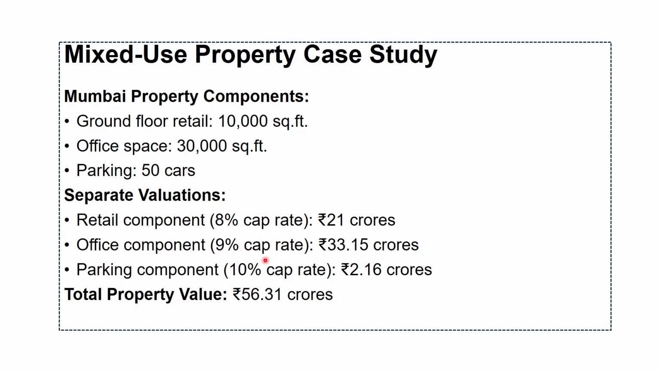Parking uses a 10% cap rate, the highest of the three components. While parking income is often stable, it is also the most vulnerable to changes in transportation patterns, office occupancy, and alternative parking supply. The component values are 21 crores for retail, 33.15 crores for office and 2.16 crores for parking, totaling 56.31 crores. So, this demonstrates how component analysis can reveal value that might be missed by treating the property as a single use. The methodology is basically using different rates for different types of properties.